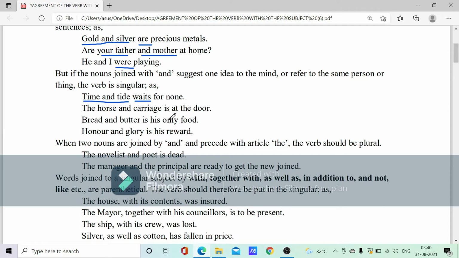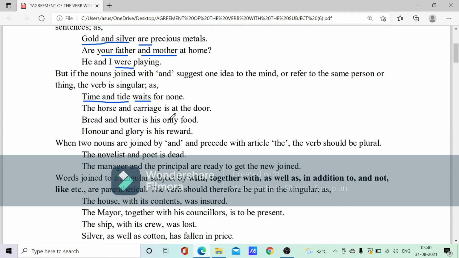And here one thing you must not forget, that it is up to you to decide whether you are taking the things together or you are taking the things separately, right? Sometimes many of us do have arguments here that time and tide both are different things, horse and carriage both are different things, butter and bread, both are different. If you think that butter and bread both are different things, fine, then they must be taken differently.